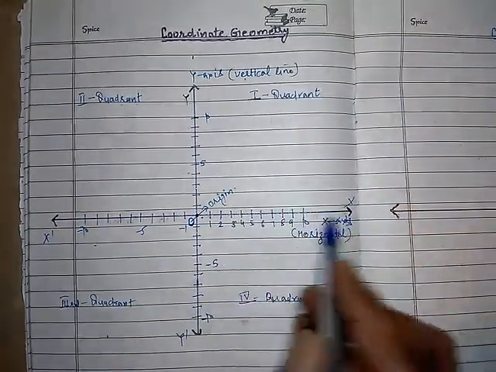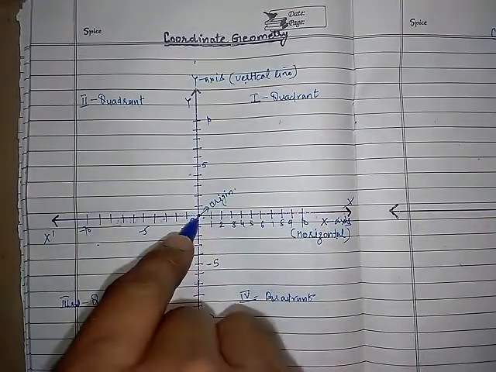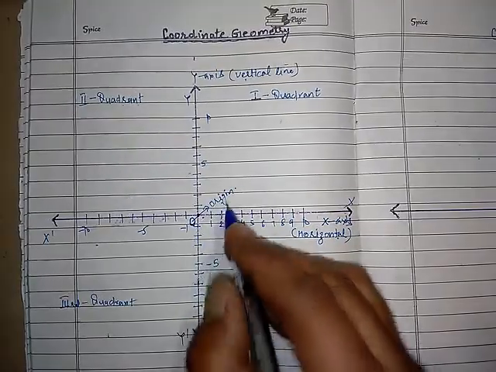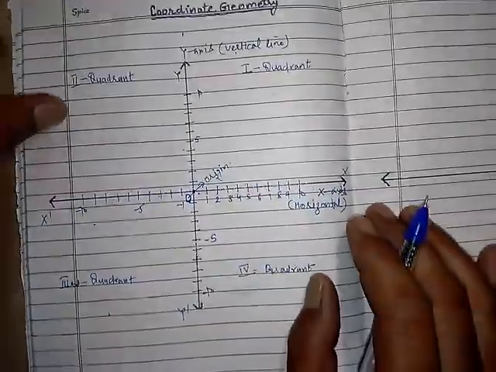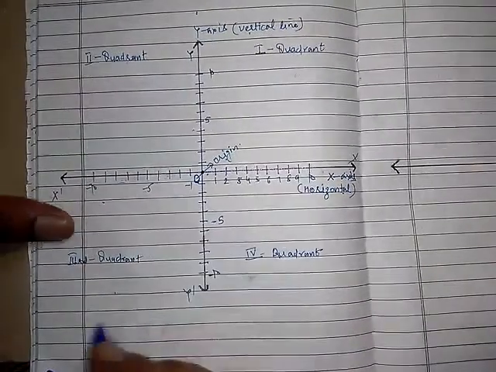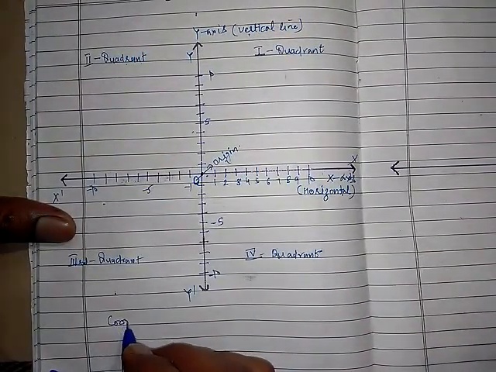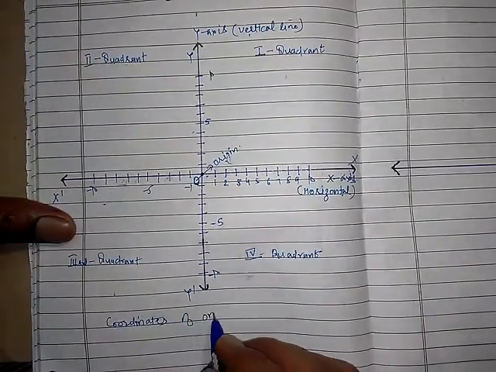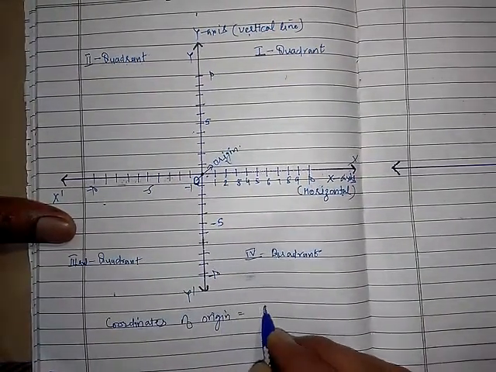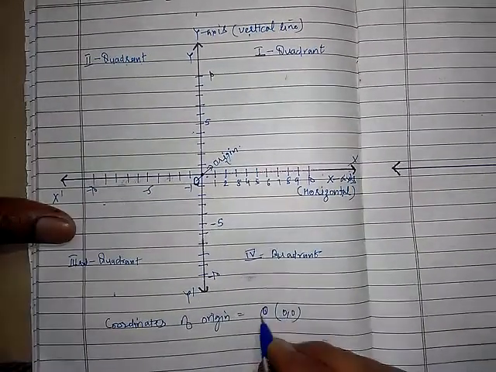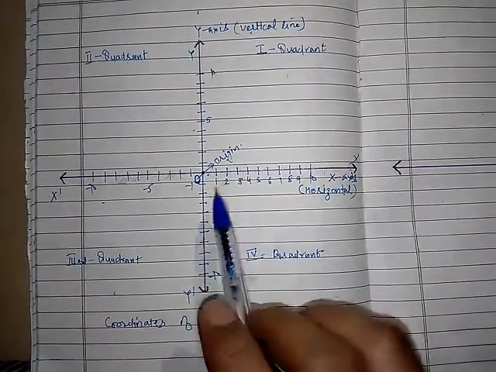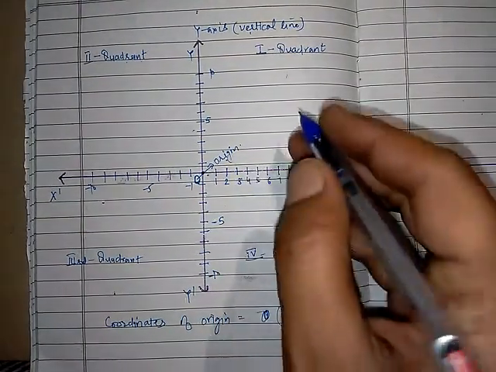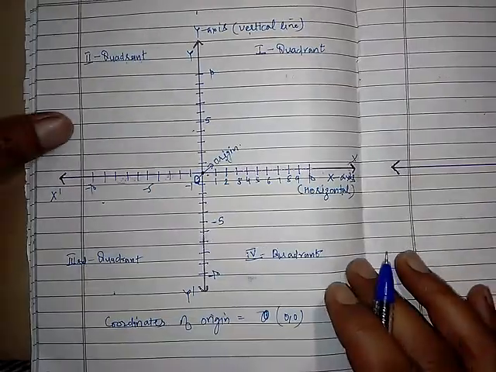Okay, so wherever the two axes are intersecting each other, what is that point's name? That point name is origin, and its coordinates are what? So you can write down here: coordinates of origin are 0 comma 0. So 0, 0 are the coordinates of origin. Clear? Now we can talk about the sign conventions also.